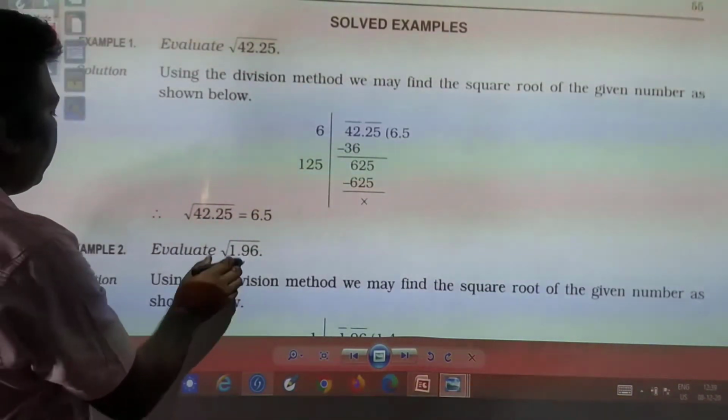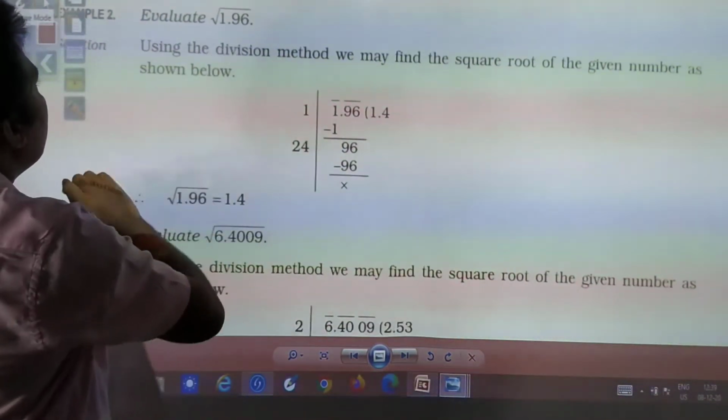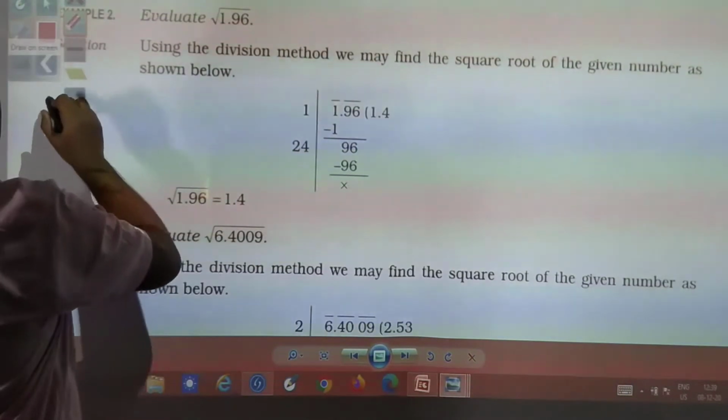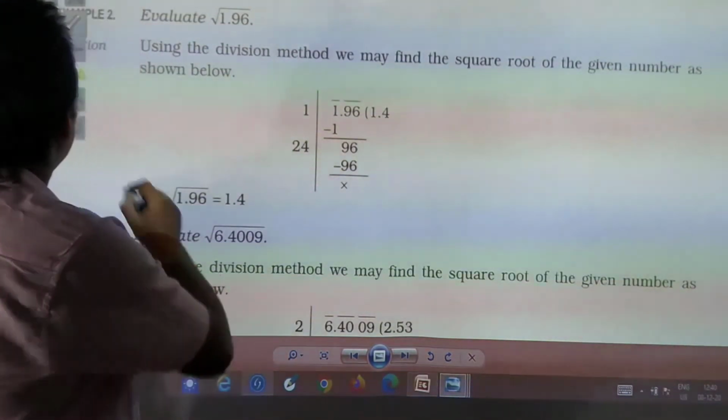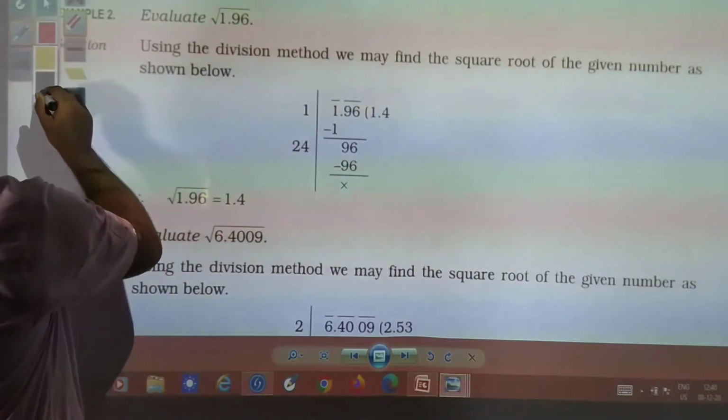Next you have to evaluate 1.96, the same thing has been done over here.